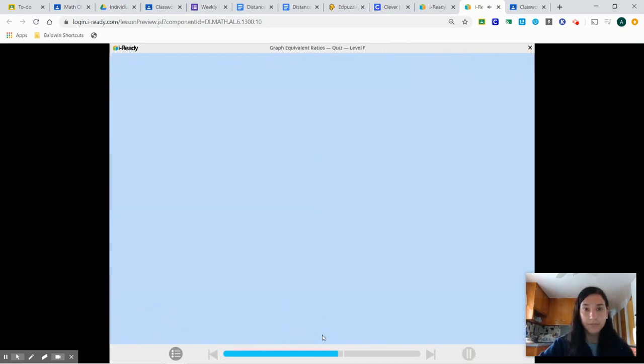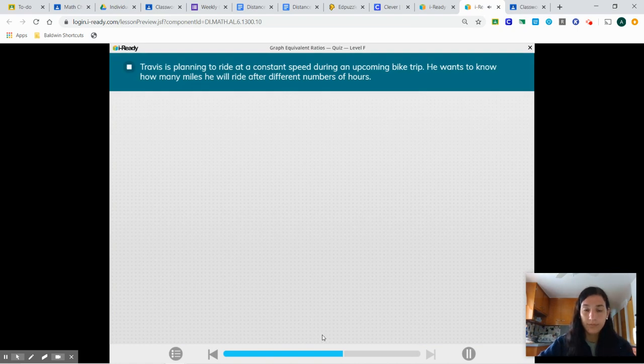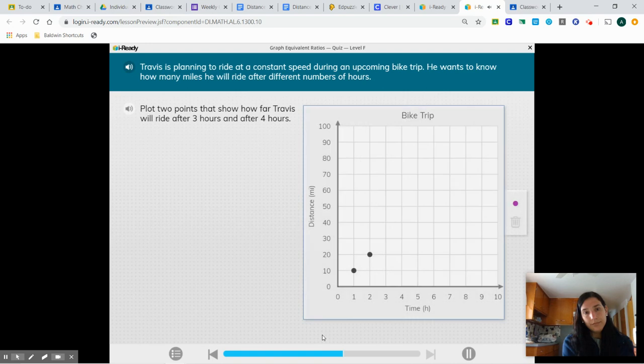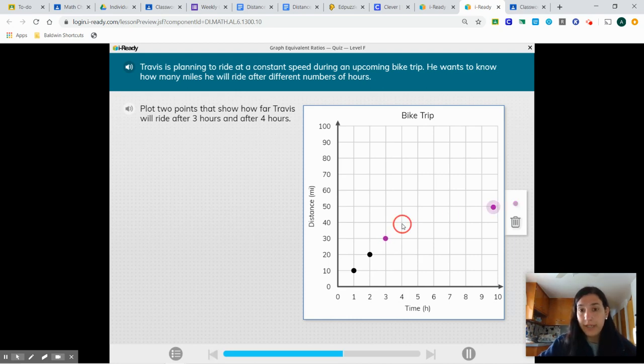Okay, here we go. Travis is planning to ride at a constant speed during an upcoming bike trip. He wants to know how many miles he will ride after different numbers of hours. Plot 2 points that show how far Travis will ride after 3 hours and after 4 hours. 10 miles per hour, so 10 is our unit rate. So for 3 hours, he will go 30 miles, 3 times 10. Now we're going to do 4 times 10 to get 40. So our next ordered pair will be 4, 40.